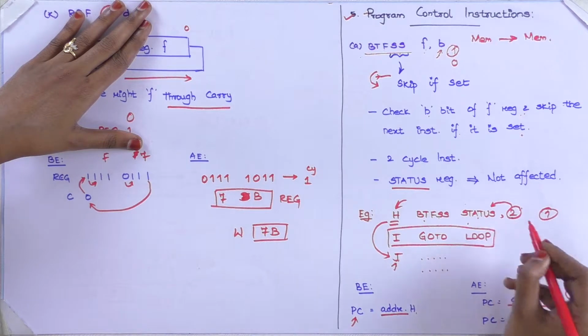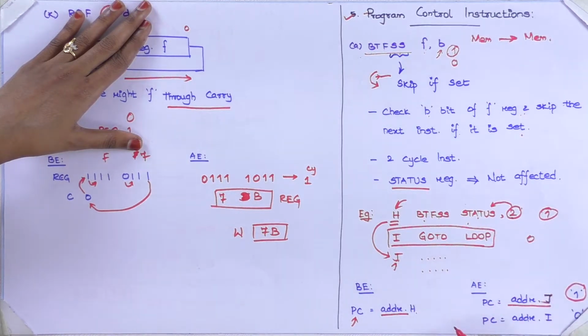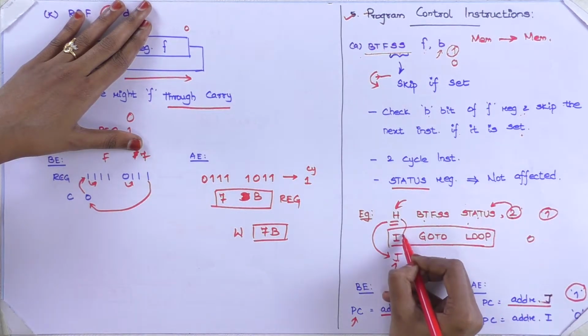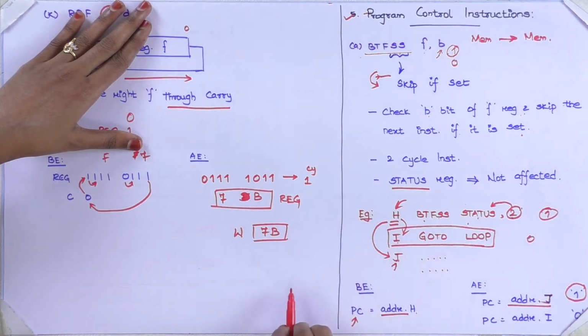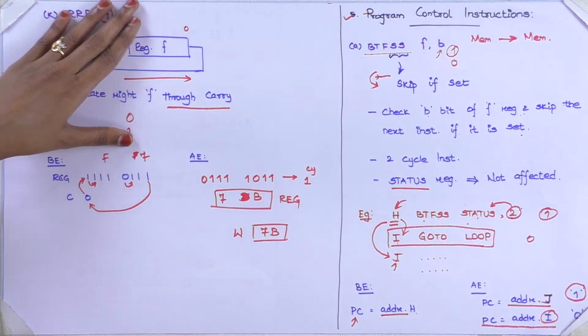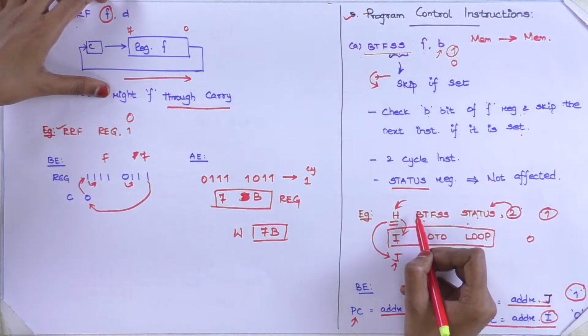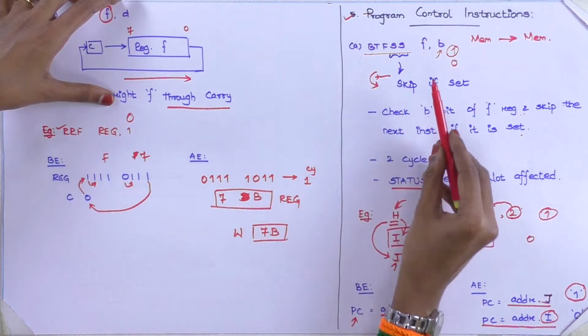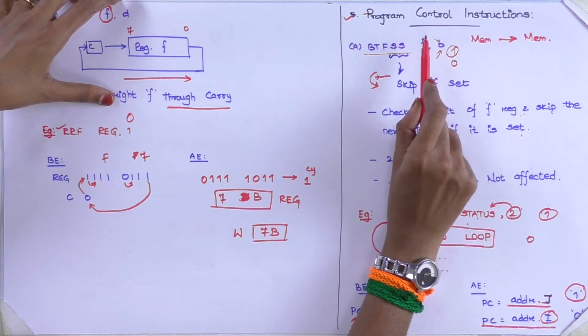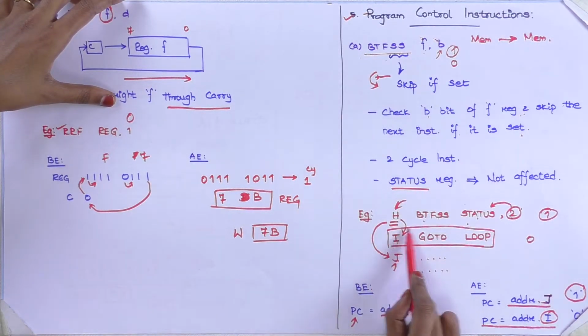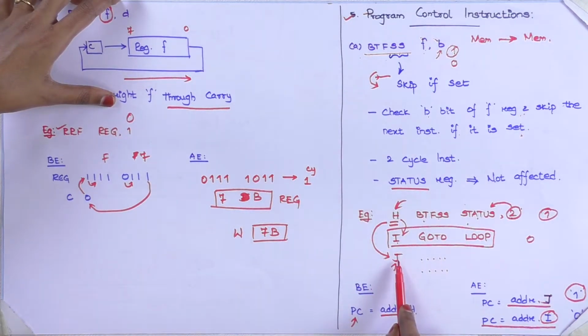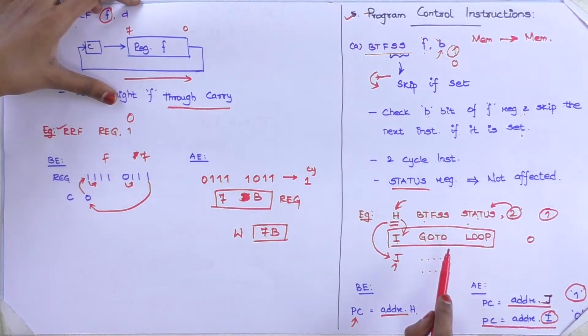If that bit is not set, which means it is 0, it will execute the instruction at address I. So the PC will have the address value of I. Can you understand it now? This instruction will check a particular bit of the F register. If it is set, it will skip the immediate instruction and jump on to the other instruction. If not, it will execute the immediate instruction.